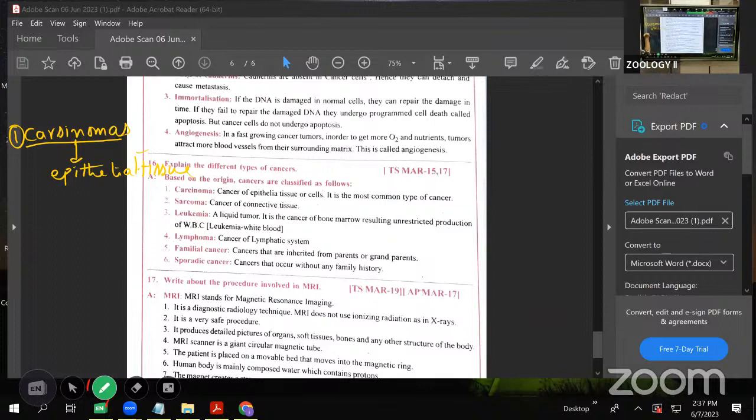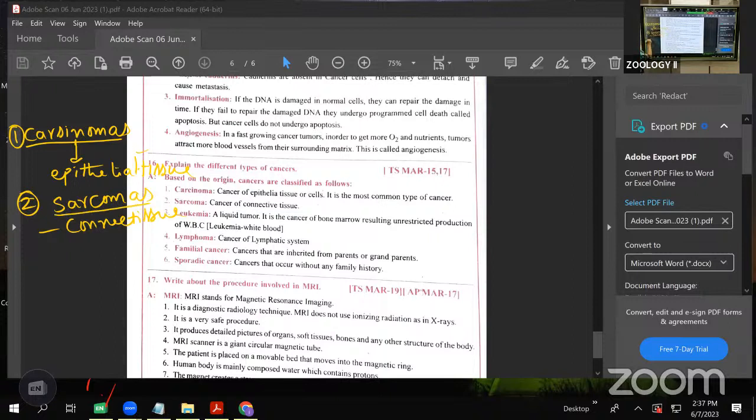Next, the second type is called sarcomas. Sarcomas: which tissue is affected? Connective tissue. In the connective tissue, cell division is excessive and forms a tumor. That type of cancer we call sarcomas.